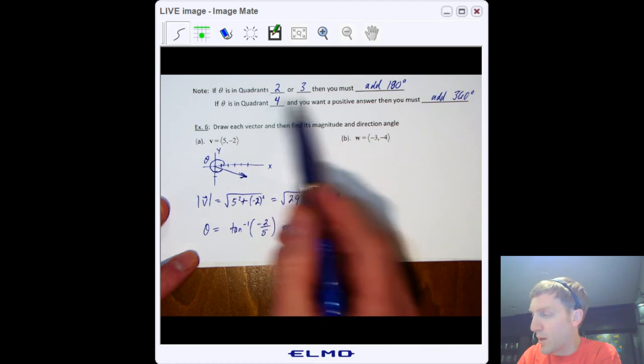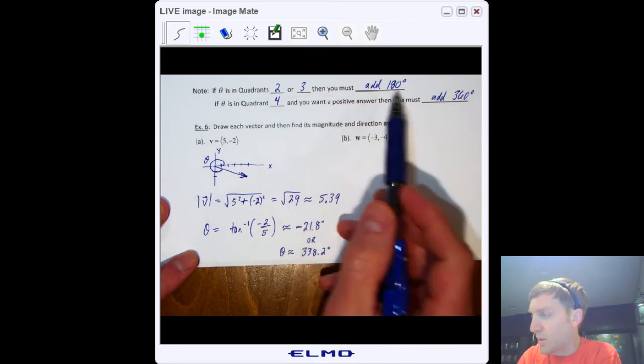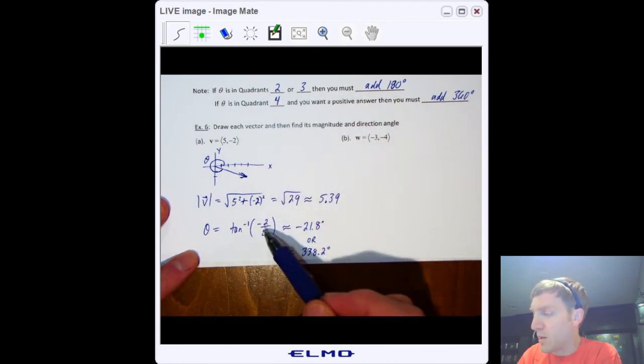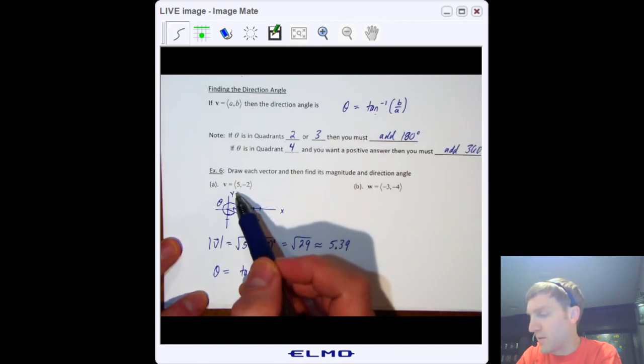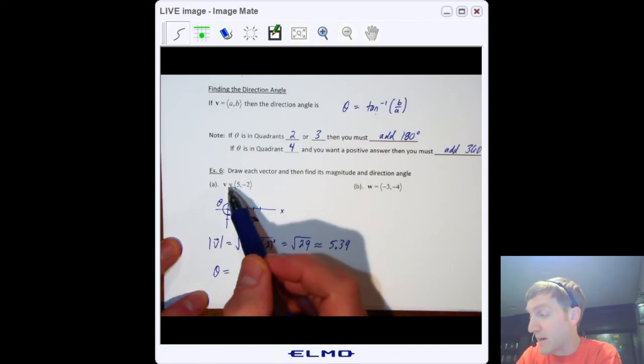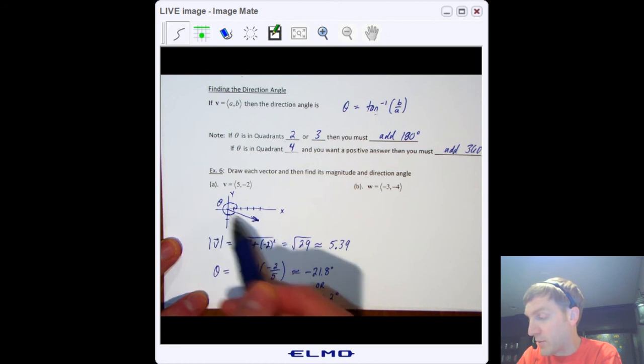I think you can see why you have to add 180 if you're in quadrant 2 or 3, because look at this. Suppose that this vector, instead of being 5, -2, was -5, 2. So it would be the same vector, just in quadrant 2. If you're going backwards, left 5, up 2.